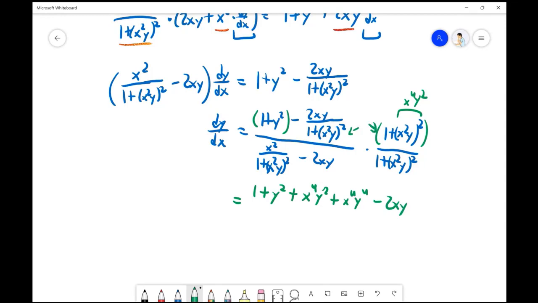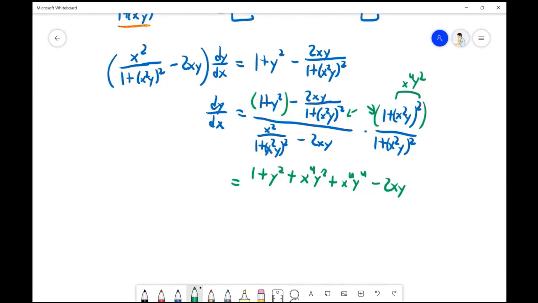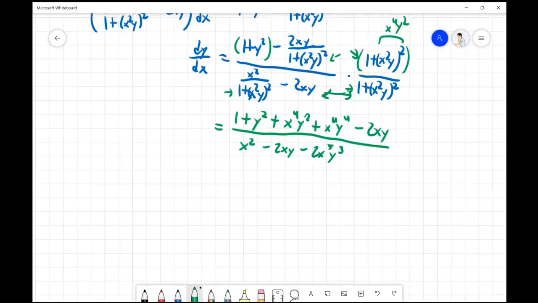Notice how the denominator cancels when you multiply on that. So the numerator is not as bad looking, still kind of bad, but not terrible. Then the numerator and denominator cancel, so you get x squared, and then you multiply these two values, and you get minus 2xy minus 2x to the 5th y cubed. And that looks right. So that's one.